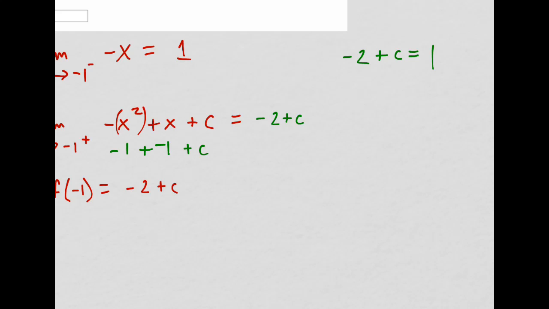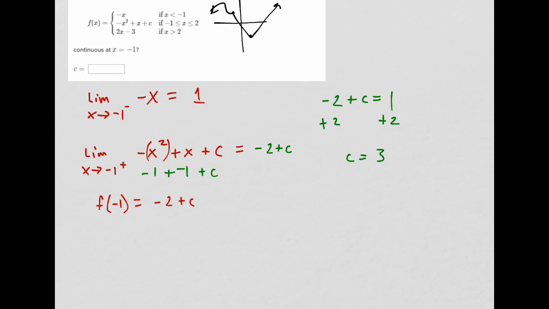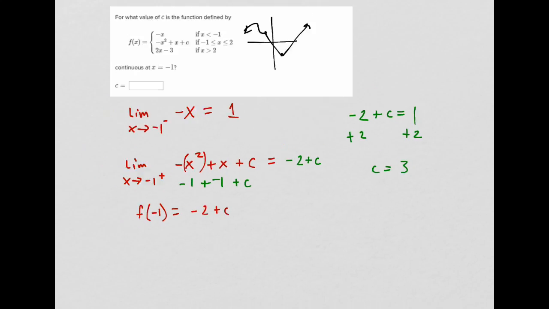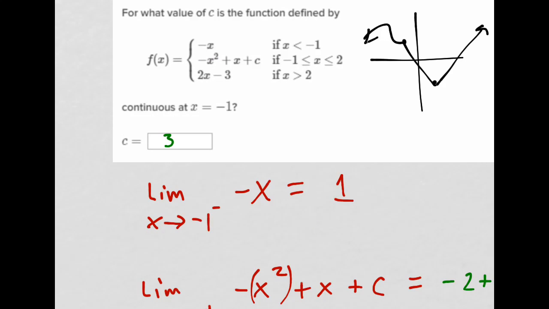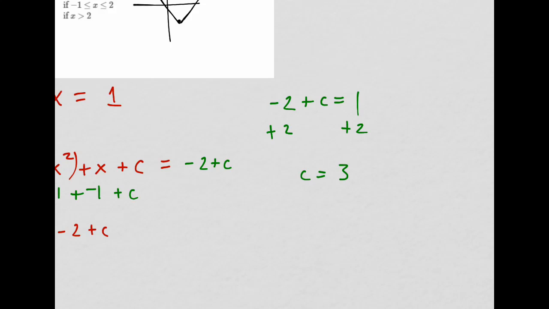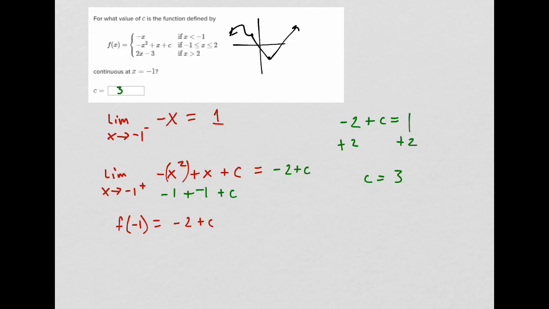I'll solve for c. Plus 2, c equals 3. That's nice. But wait a minute, we didn't even use this part, from here to here. Well, let's just write that: the c value that makes this continuous is 3.